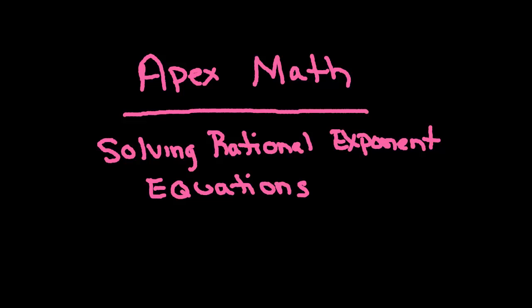Today we are going to look at how to solve rational exponent equations. A rational exponent is an exponent that's a rational number, and a rational number is something that can be written as a fraction. So basically we're going to look at solving equations that have fractional exponents.